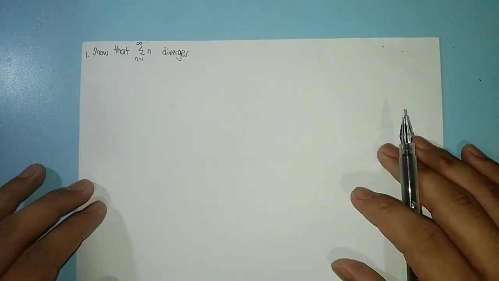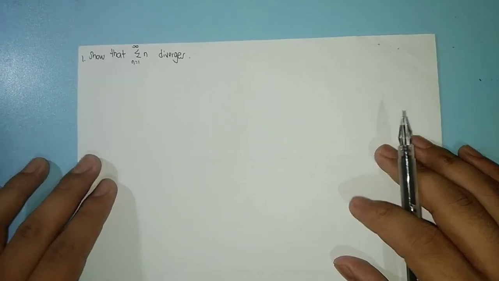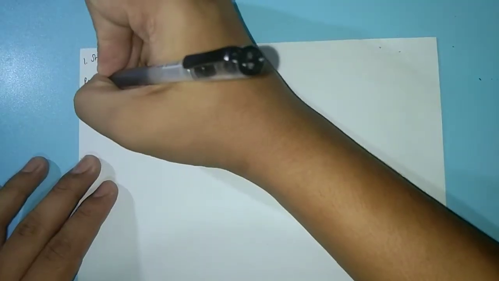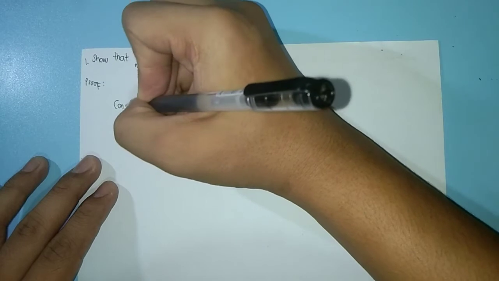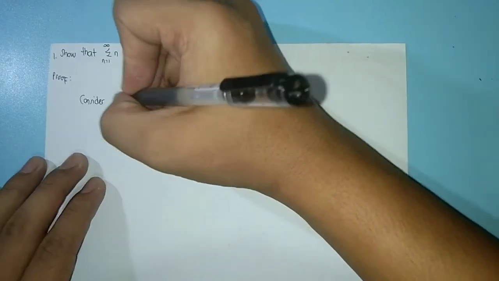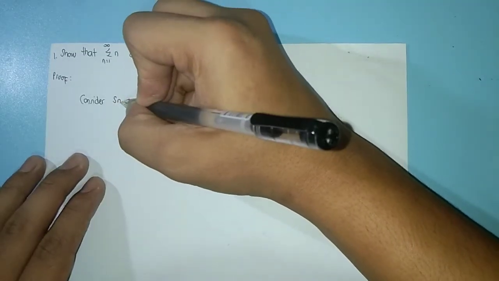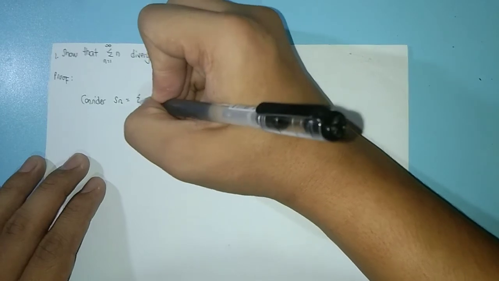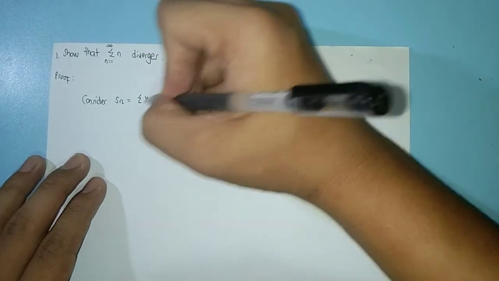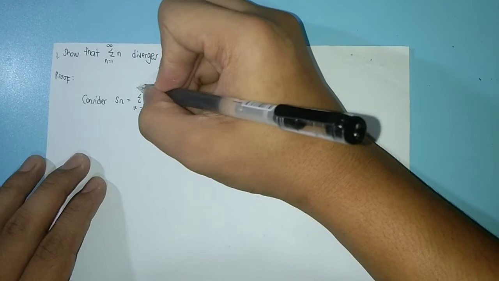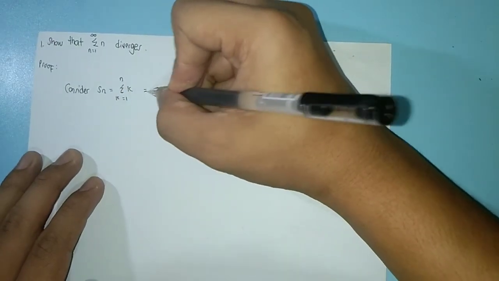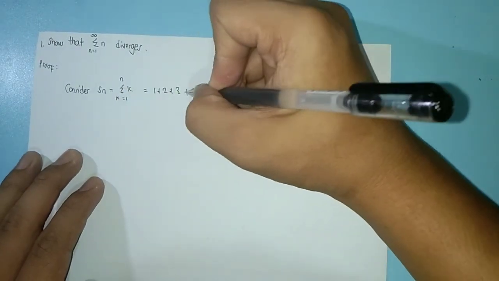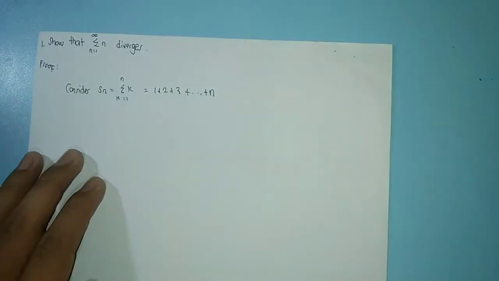Number 1, show that the summation of n as n equals 1 to infinity diverges. So, for our proof, consider S sub n, the partial sum, to be the summation of k, where k is from 1 to n. So this is equal to 1 plus 2 plus 3 plus up to n.